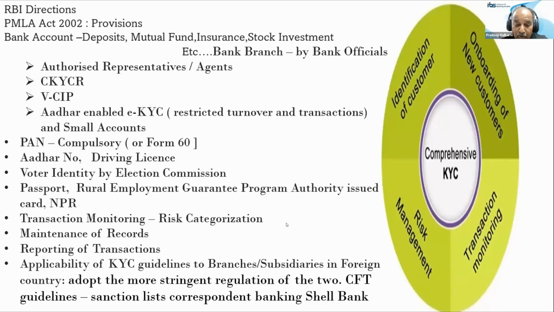The branch can only report suspicion, and there is a committee, the fraud risk management cell. In the fraud risk management cell, there is a committee at the zonal office level which decides whether the transaction is to be treated as suspicious or not. Is it clear?